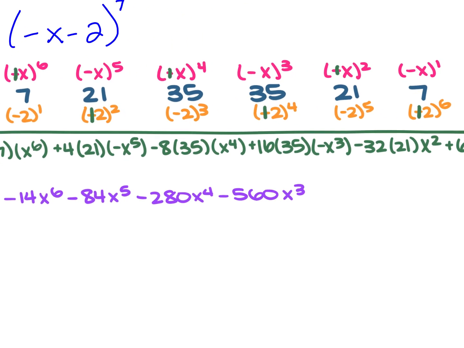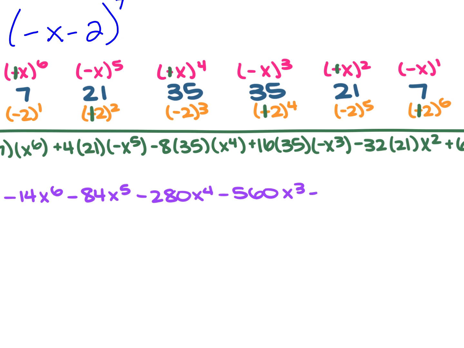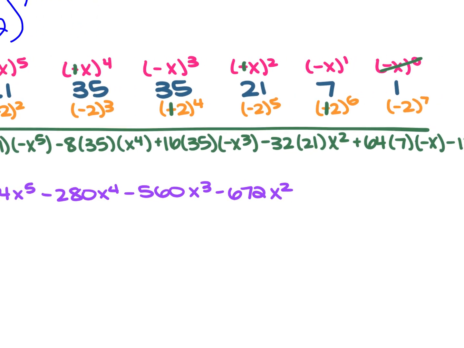And then from here, we're going to have a negative 32 times 21x to the 2nd, which is negative 672x squared. Then you have 64 times 7 times negative x, which is negative 448x minus 128.